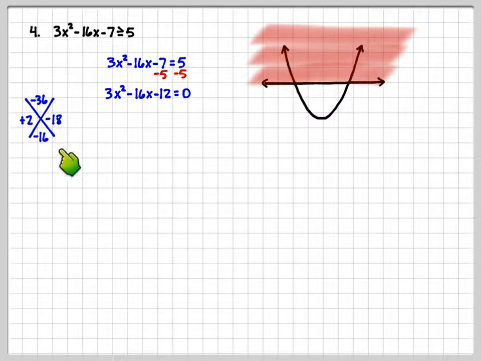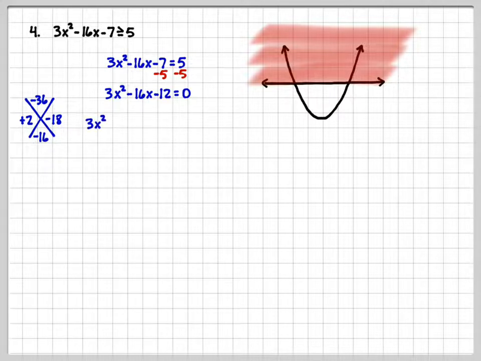Now, we can't just go straight into our factors from here like we did on number 1, because our a value is not 1, our a value is 3. So we have to go through the whole expanding and grouping process. So remember, we are trying to replace the -16x with 2 expressions that are equivalent to -16x. And that's where the 2 and the -18 come in.